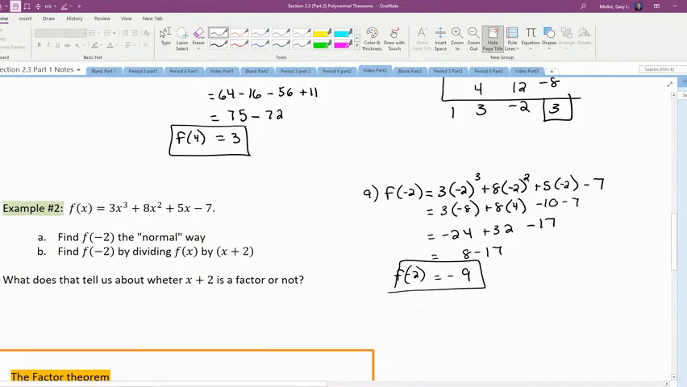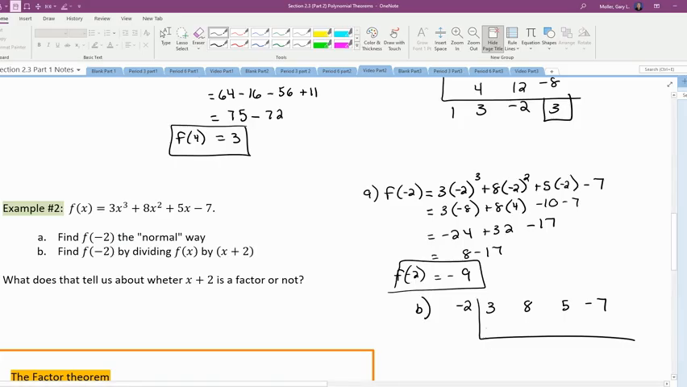Let's now try it with synthetic division. I'm going to write down a 3, an 8, a 5, and a negative 7. Make sure there's no missing terms. 3, 2, 1, 0. Nope, we're good. And I'm going to divide, I'm going to use negative 2.